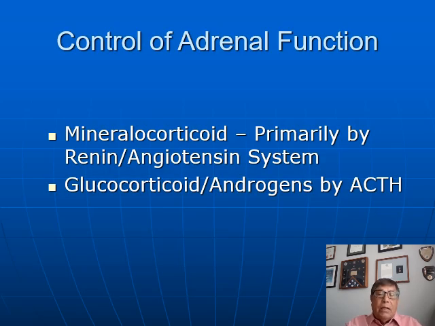So for control of adrenal function, mineralocorticoid is primarily controlled by the renin angiotensin system. So in order to estimate the function of the mineralocorticoid part of the adrenal gland, you have to assess plasma renin activity. ACTH plays a minor role. It is the PRA, plasma renin activity. Glucocorticoid and sex hormone are controlled by ACTH.